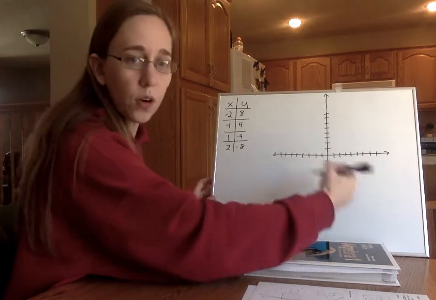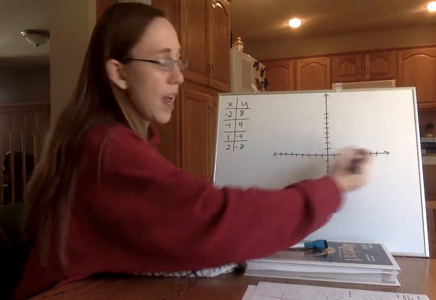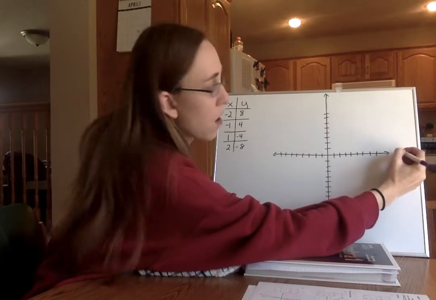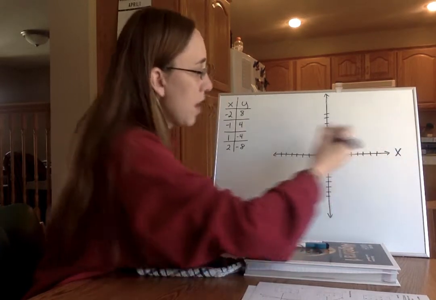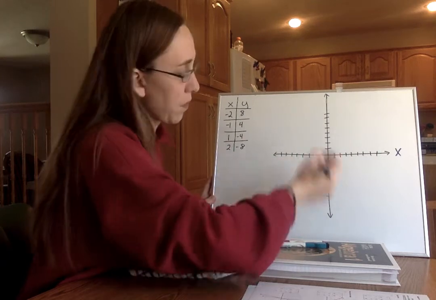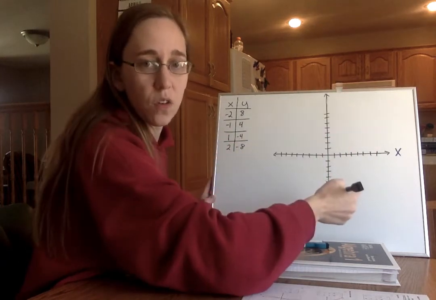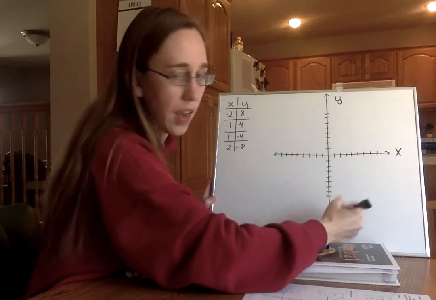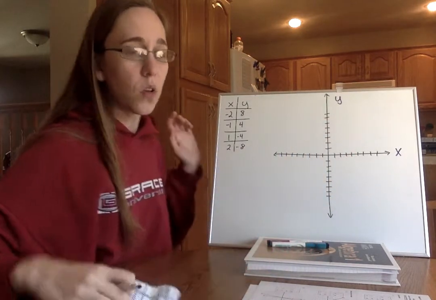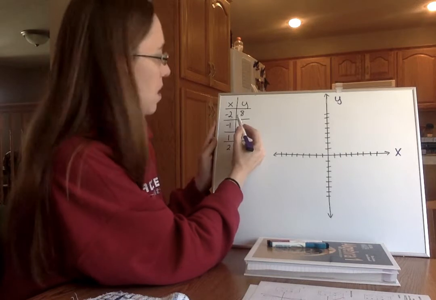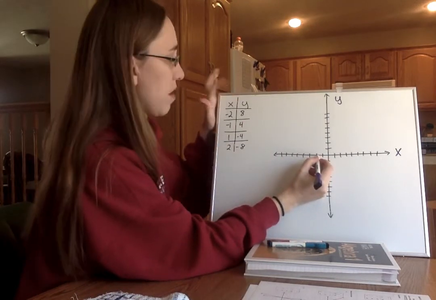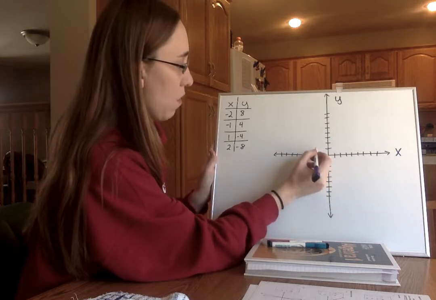Remember, on your coordinate plane, the x-axis is the horizontal, and positive x's are on the right, negative x's are on the left. The y-axis is this vertical axis. Positive y's are on the top, negative y's are on the bottom. So when we graph our points, this -2 says we go -2 on the x and then +8 on the y.